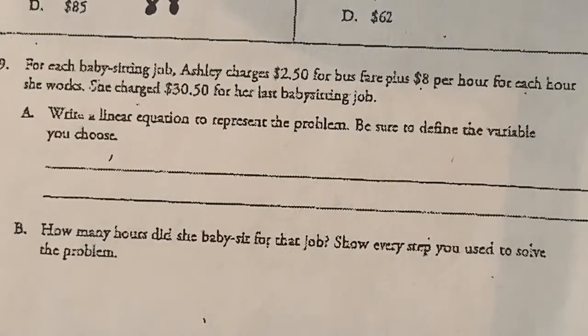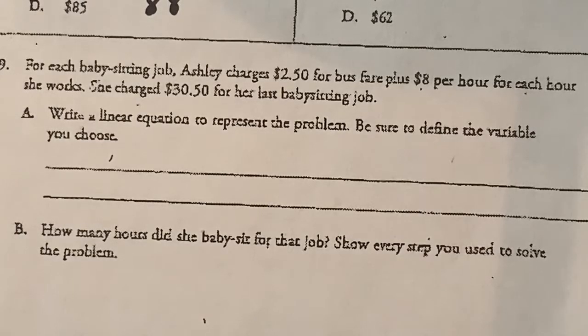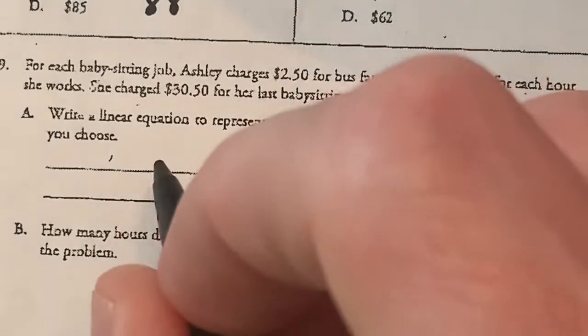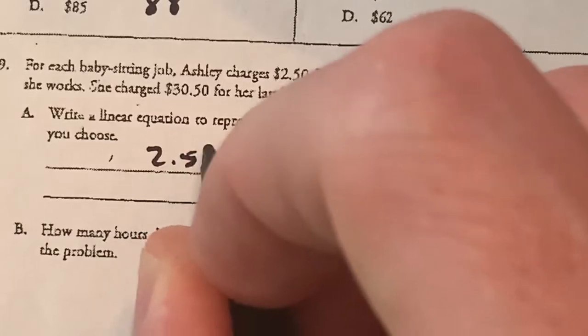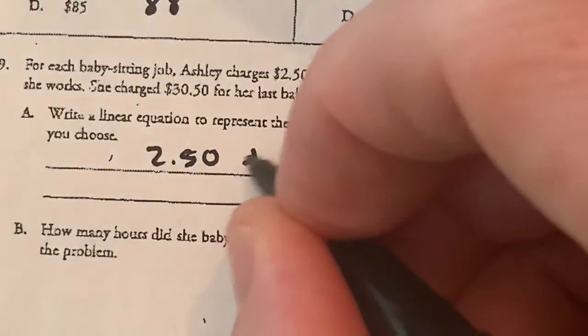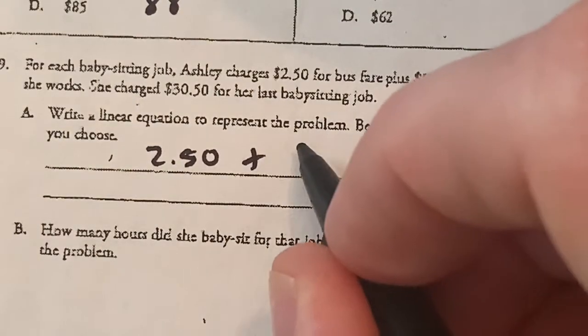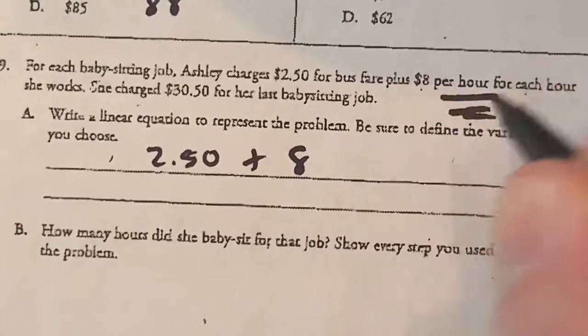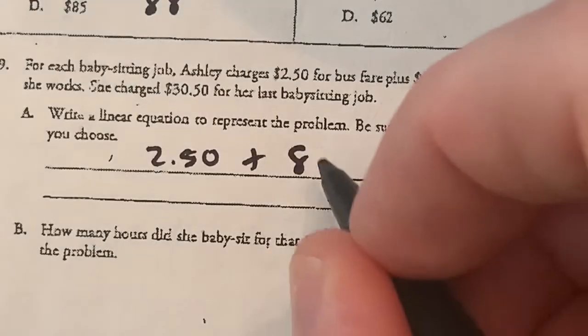Number 9, for a babysitting job, Ashley charges $2.50 for bus fare plus $8 per hour for each hour she works. She charged $30.50 for her last babysitting job. So we need to write an equation. So I'm going to help you with this, and then I'm going to let you solve it on your own, right? So if she charges $2.50 for the bus fare, that's a flat rate, right? So that's not going to change. So $2.50 is what you're going to cost, plus $8 per hour. So anytime you see that per hour, that's $8 per the number of hours.